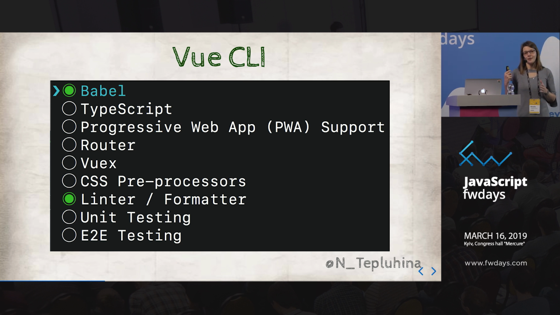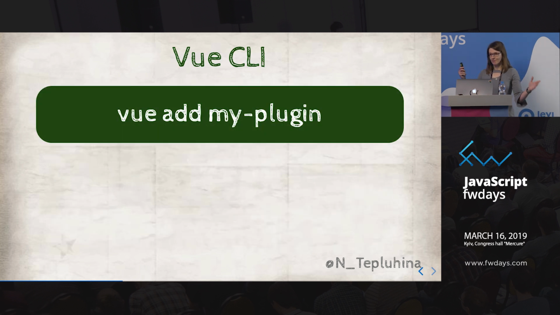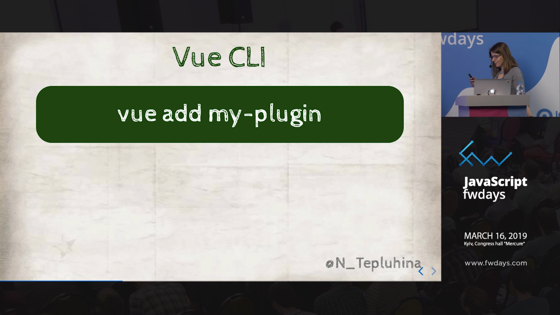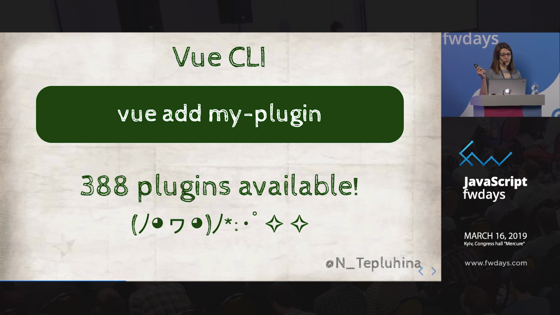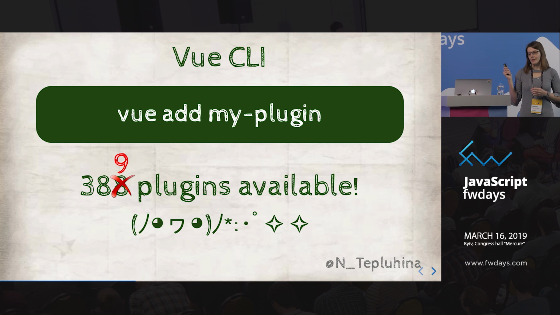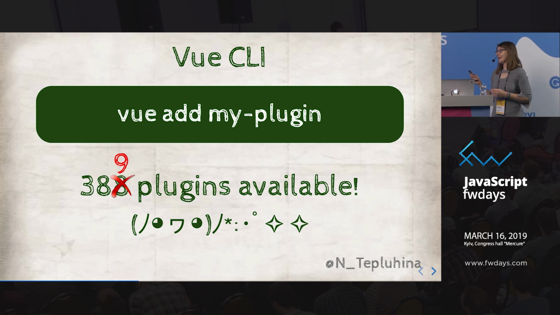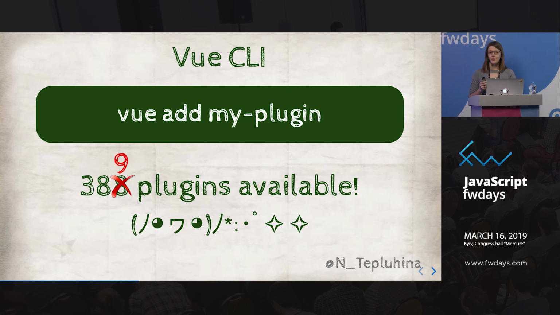But imagine you created an app and you forgot to add TypeScript. Then you can simply run Vue add Vue CLI plugin TypeScript, and it will be added to your application. And this step, this Vue add command, is available also for third-party plugins. Right now we have 388 plugins available. Sorry, 389, because yesterday there was one more released, and it's a really important one.